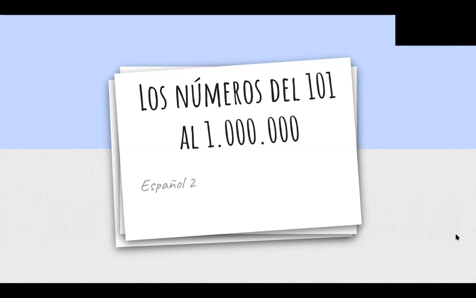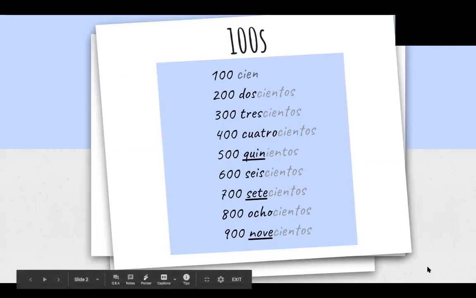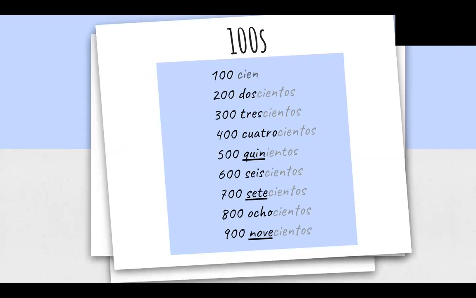At this point, you already know all of your numbers. The vast majority of you are doing really well and know all of your numbers, at least from 0 to 100. So we're going to be looking at numbers greater than 100. You already know that 100 in Spanish is cien. Now let's look at the rest of the hundreds, okay? So 200 in Spanish is doscientos.